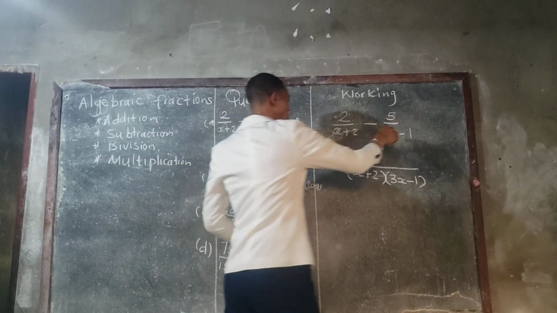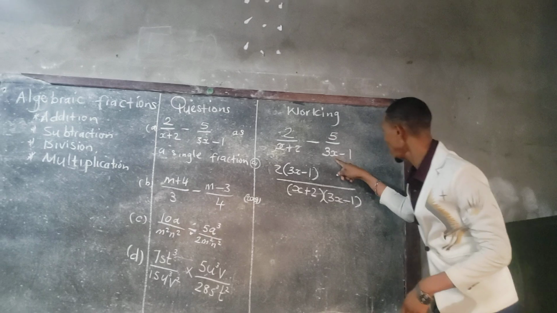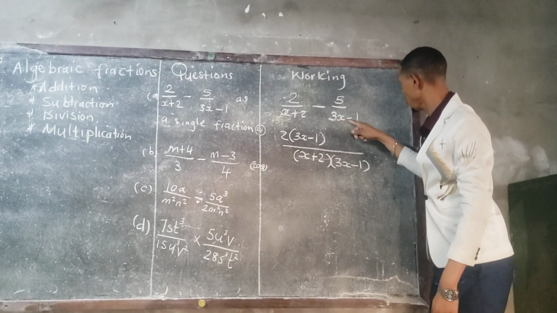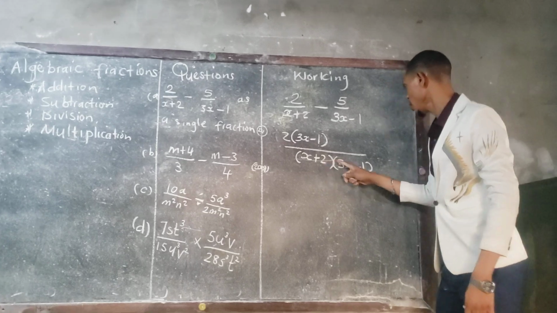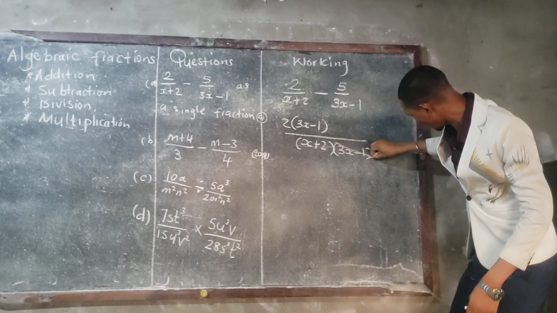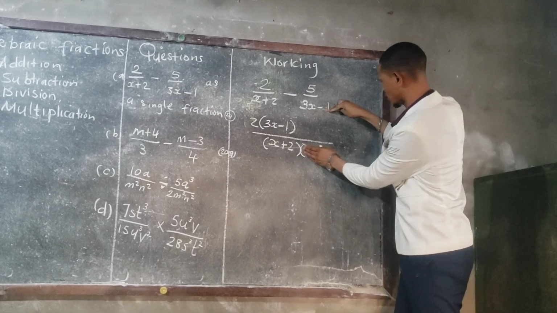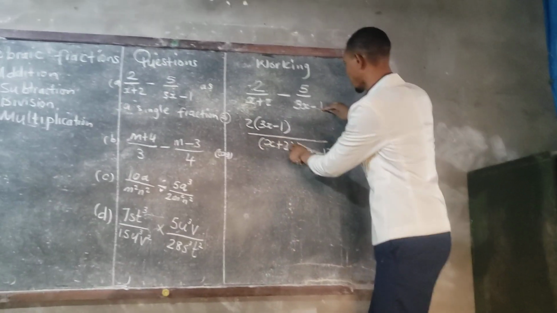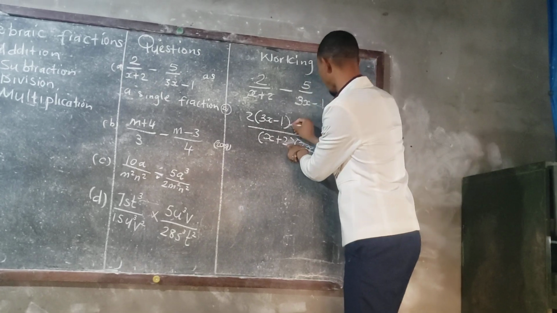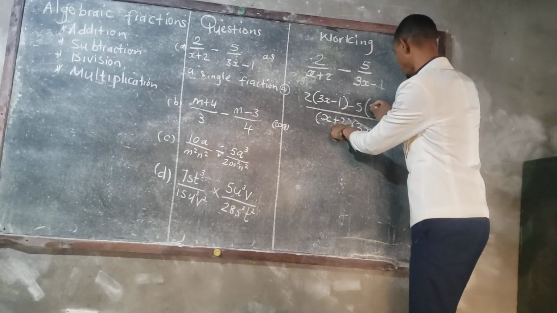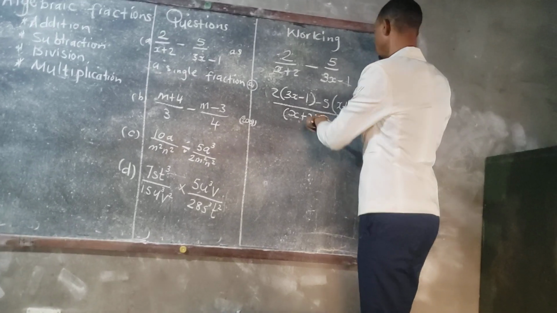And then I'll move to the next one, that is 3x minus 1. So how many times does the 3x minus 1 go into (x plus 2)(3x minus 1)? So this 3x minus 1 will cancel this. Then I'm going to remain with x plus 2. So x plus 2 will multiply this negative 5, negative 5, open bracket, x plus 2.